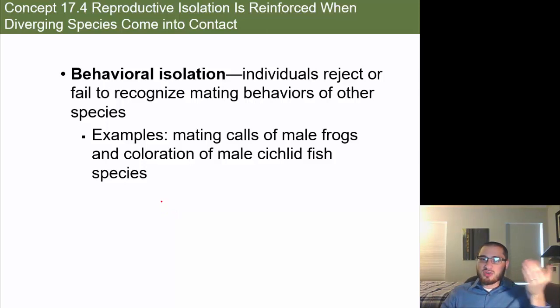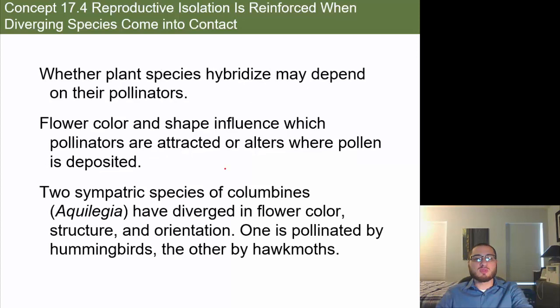You have behavioral isolation, where individuals reject or fail to recognize mating behaviors of others. So, mating calls of male frogs or even coloration of certain types of fish or singing of birds. These are all ways that you have behavior influencing the isolation of two groups of one species or two different species.